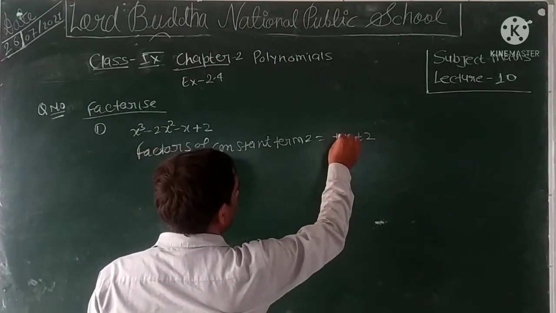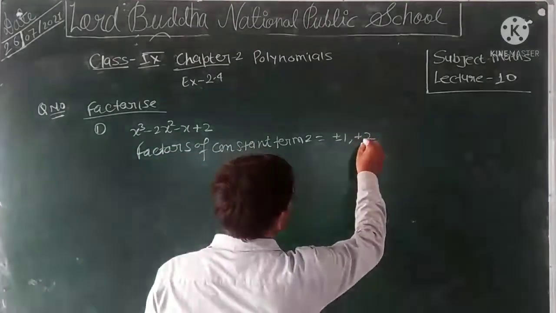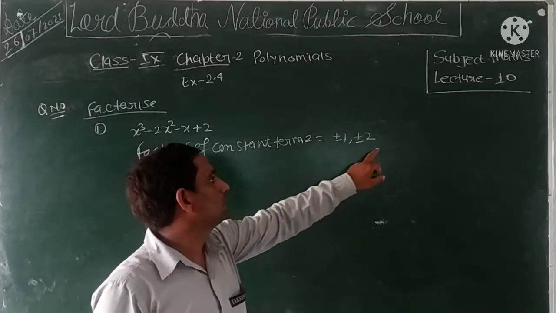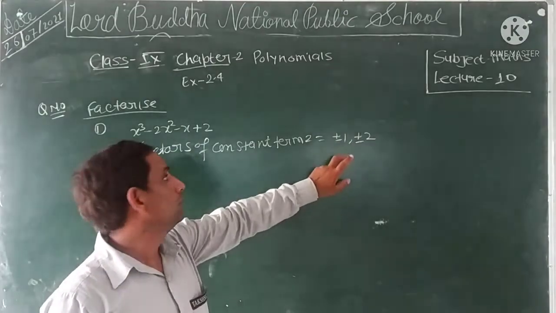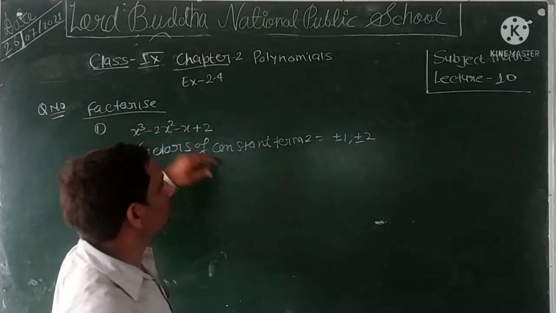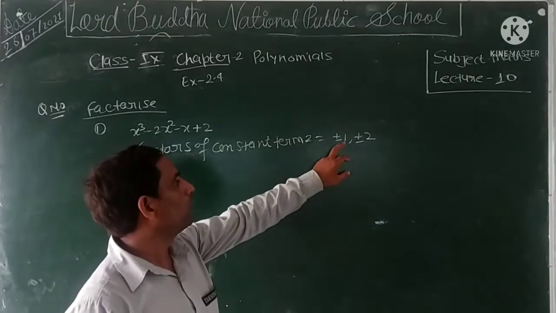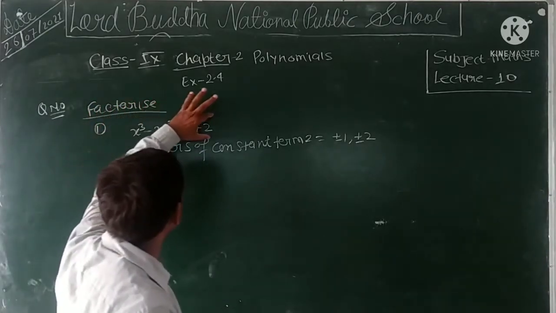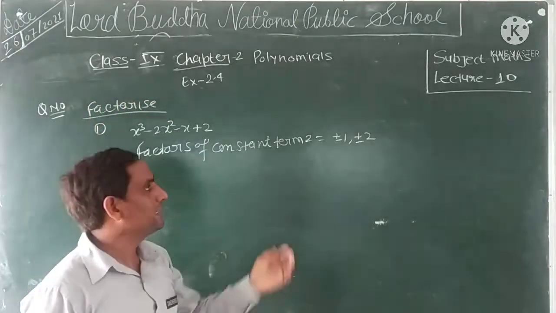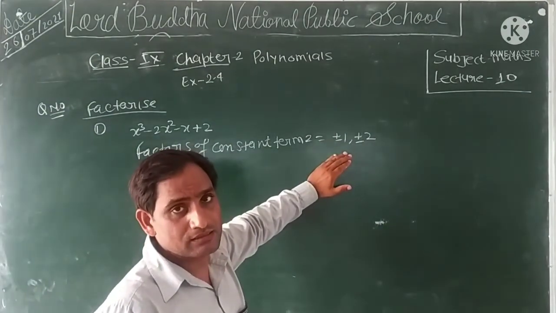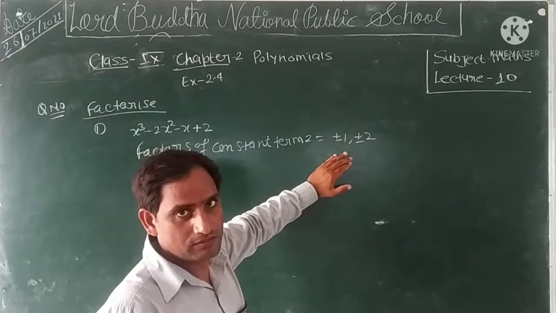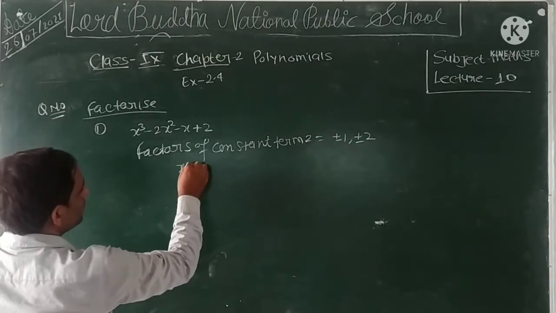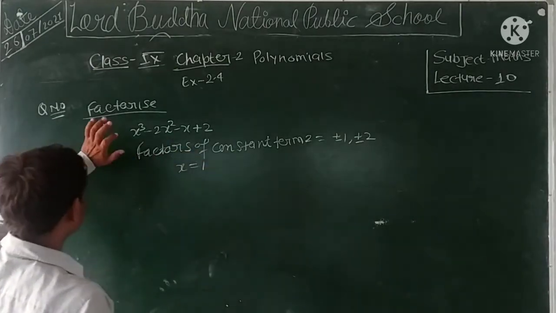Okay. The integral root theorem states that among these factors will be the factor of this polynomial. If we put 1 or minus 1, 2 or minus 2, and the value of this polynomial becomes 0, then that will be a zero of this polynomial, and hence we get the factors of the cubic polynomial. First of all, we put x equal to 1. Okay.